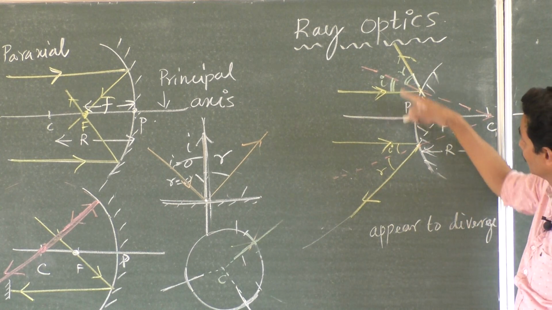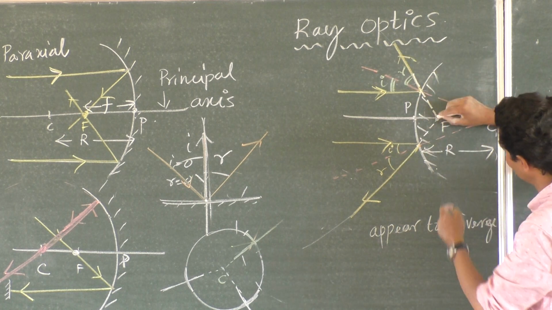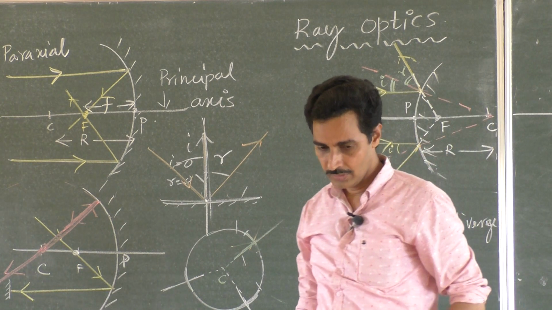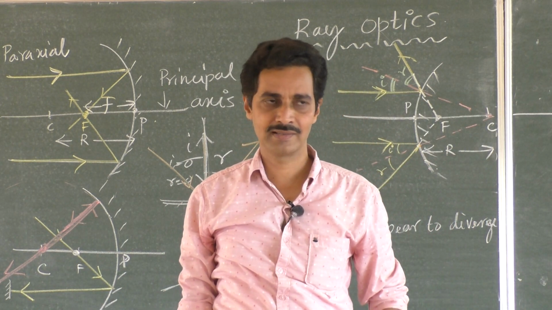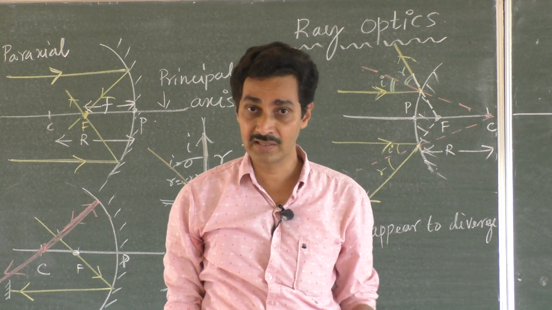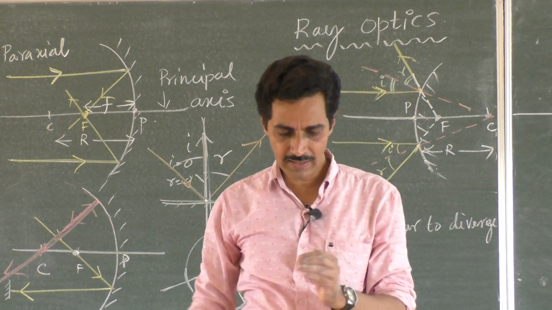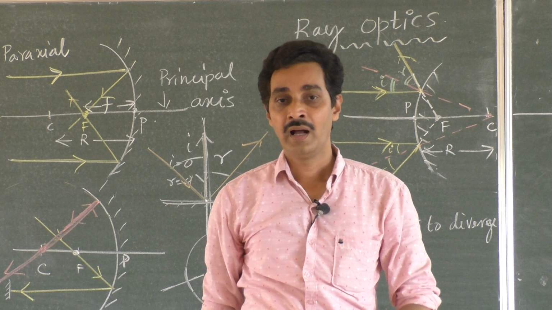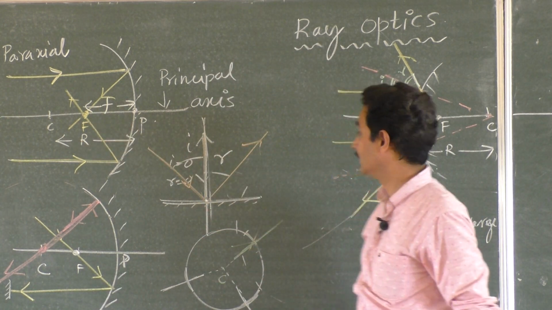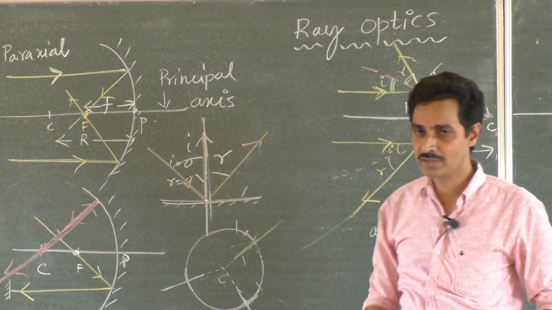So a person observing these two rays of light feels that these rays of light are coming from this point, a point here, and that point is called the focus. So when you write the definition for focus in the examination, you have to include both. When paraxial rays are incident on a curved mirror, maybe concave or convex, after reflection, either they meet at a point or they appear to diverge from a point on the principal axis, and that point is called the focus.